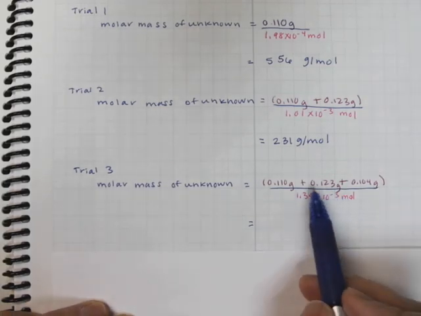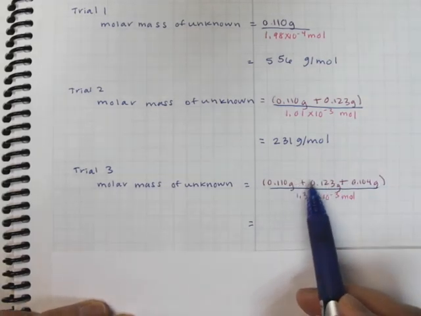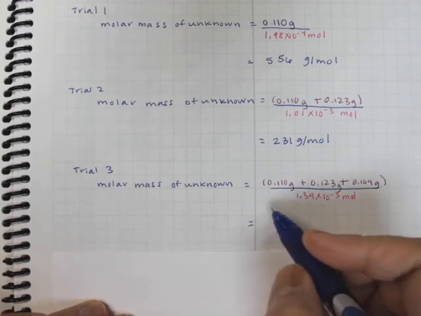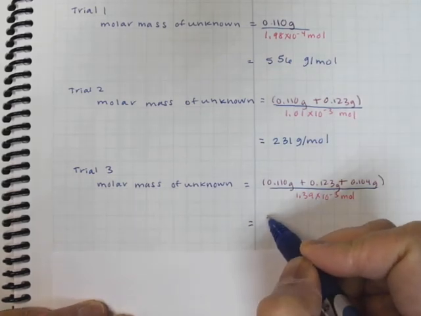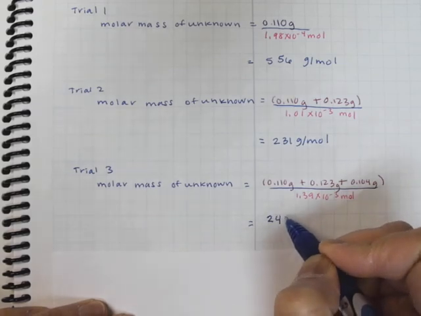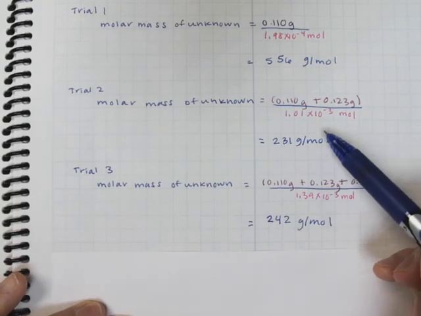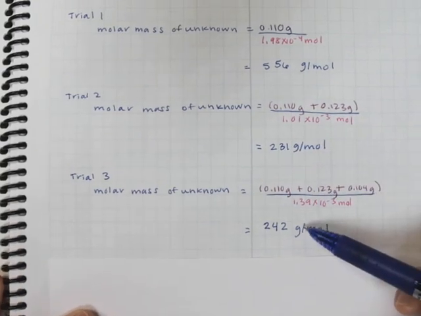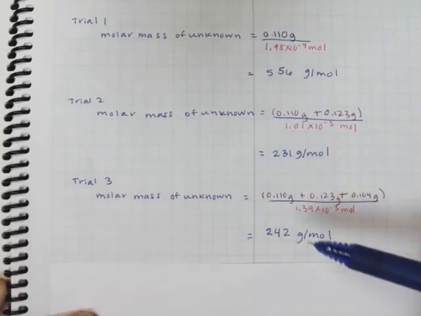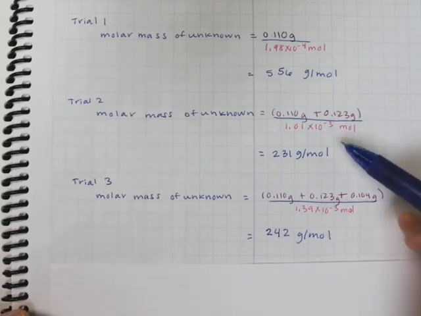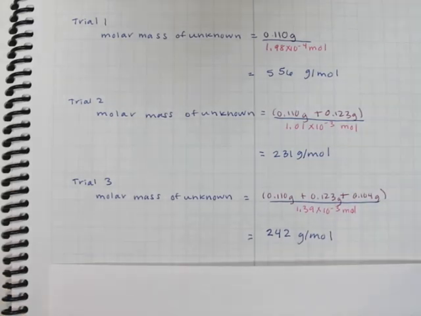And then for this one here, again, you have the 3 different masses. You want to include all of those, divided by the number of moles. So you get 242 grams per mole here. So these two aren't too bad from each other anyways. That first one is quite high, but you'll take the average of all of them to fill out the table. So that's how you do the calculations for experiment 1.